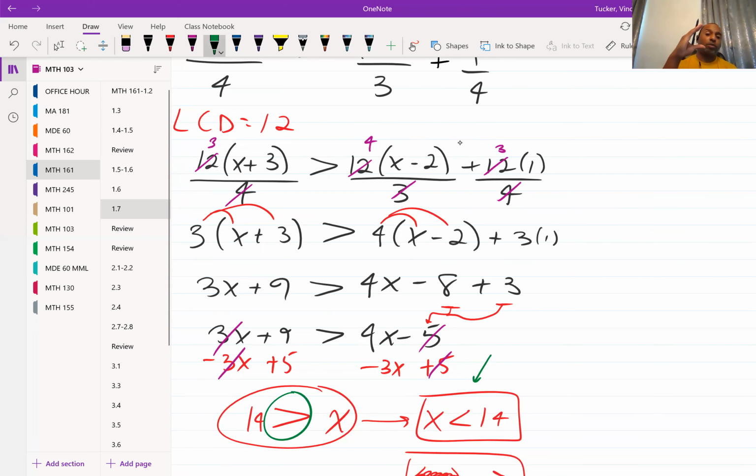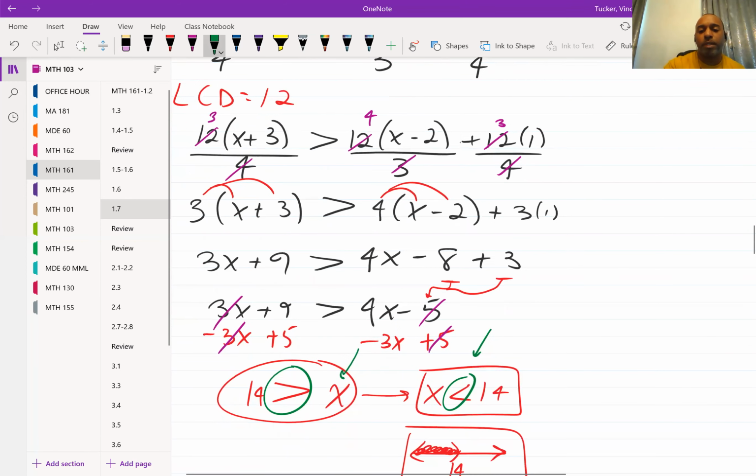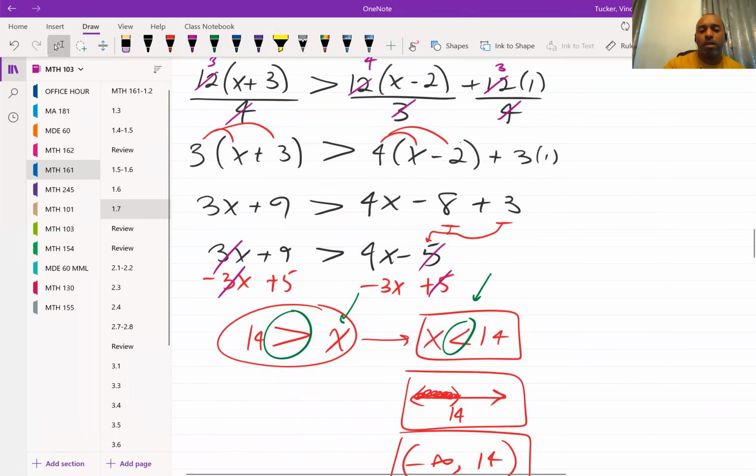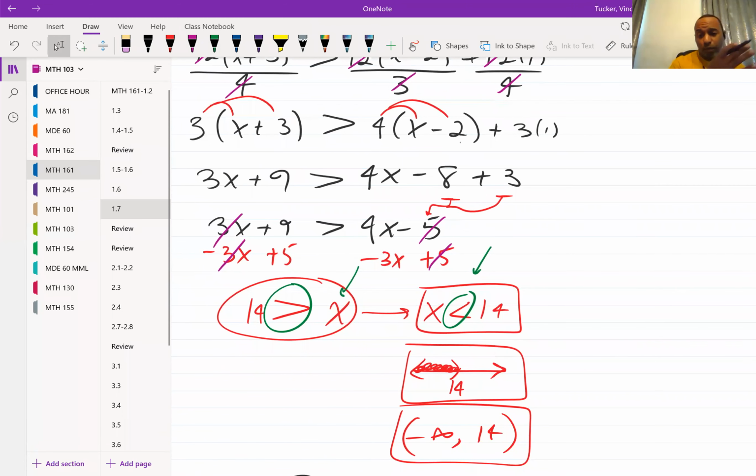If the mouth is open towards 14 when x is on the right side, then the mouth should be open towards 14 when the x is on the left side. So you can look at it like that. It is possible that they may want x on the left. Like I said, if you end up solving and have your x on the right, make sure you properly reflect it the way that they want it. So just be careful with that, because if you were to read it from left to right, x is less than 14 is your solution set.